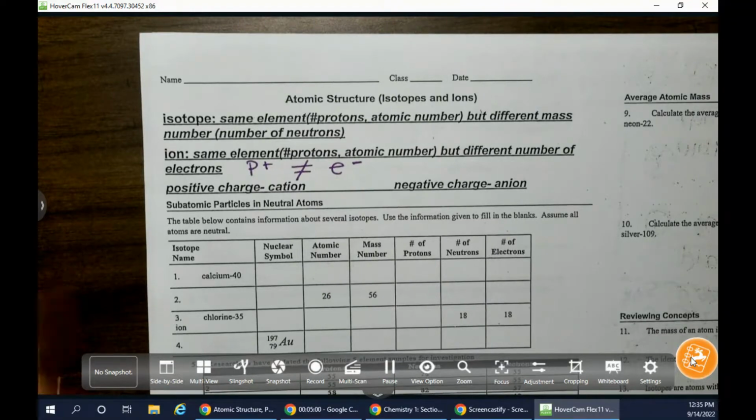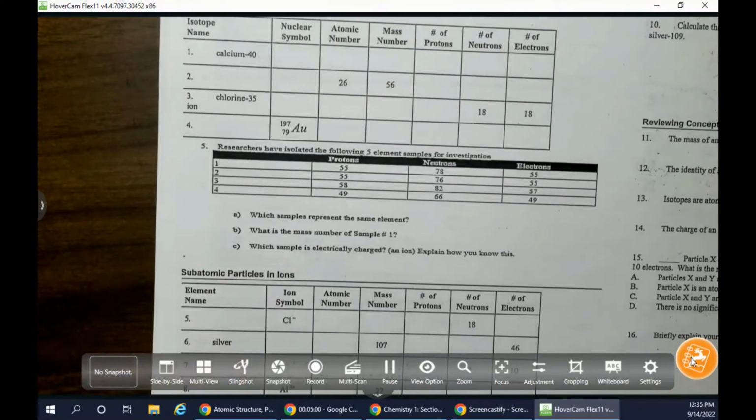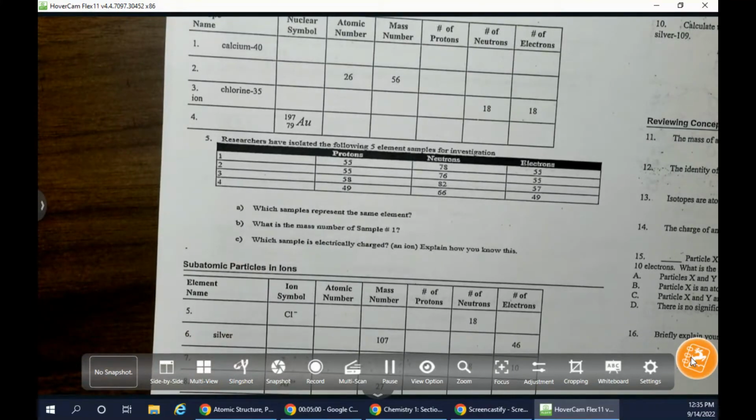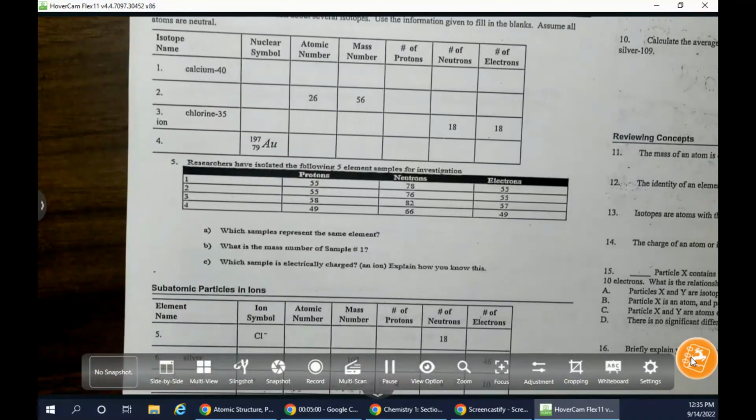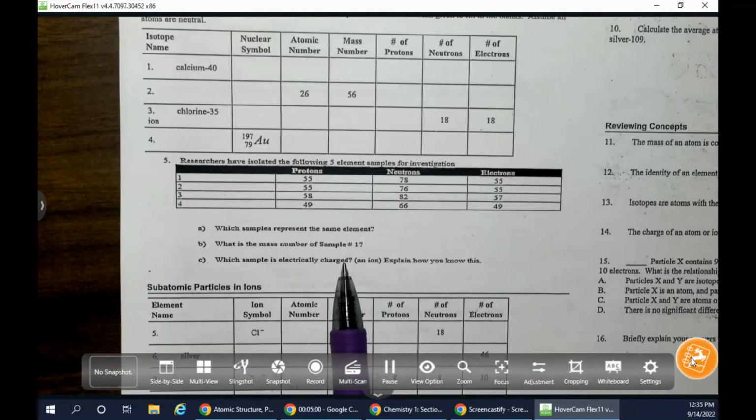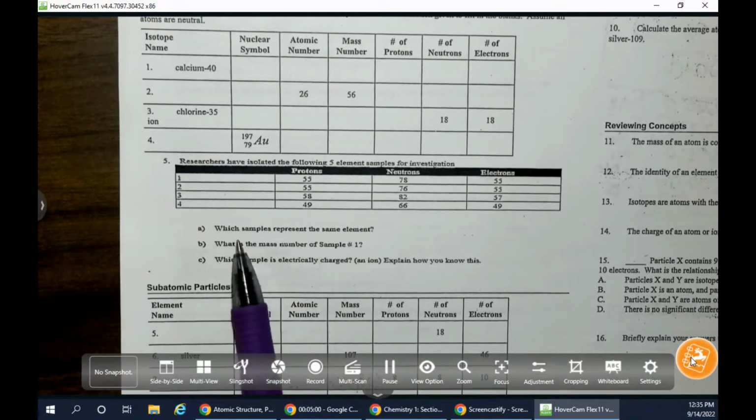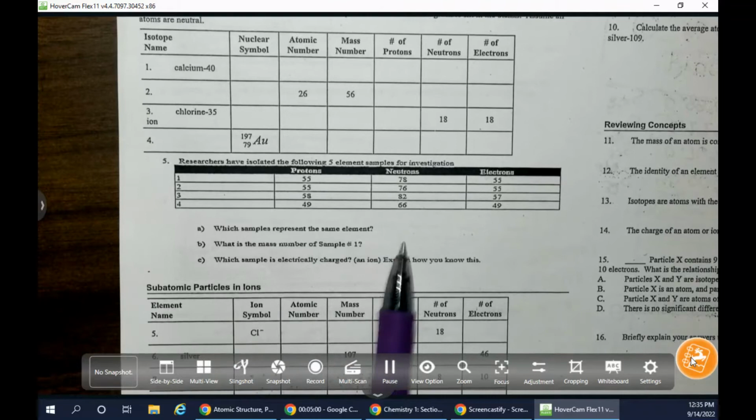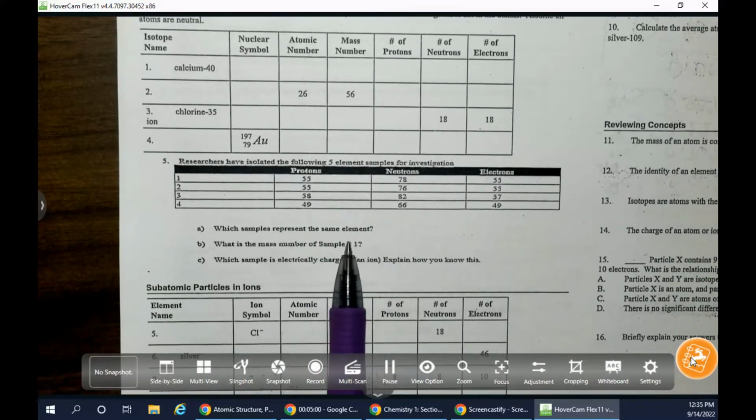So actually on that note, let's go ahead and fast forward to this middle part. Because this one we talked about, and then I've put it on this quiz, and I've asked you again, right? So let's just make sure that we understand this. This is exactly the same thing that you just had. So looking here, it says which samples represent the same element. So what are you going to rely on to figure that one out?